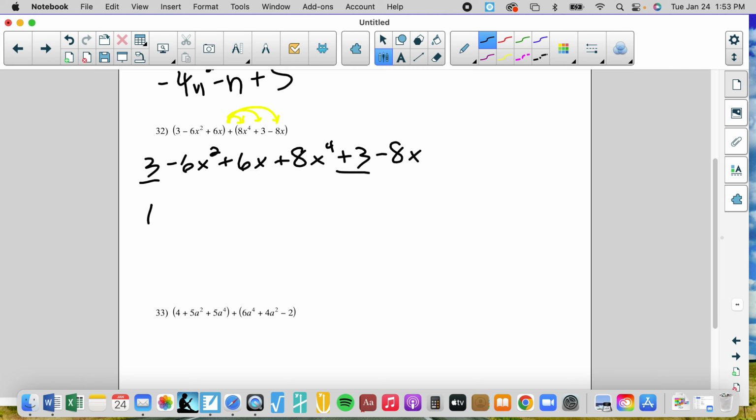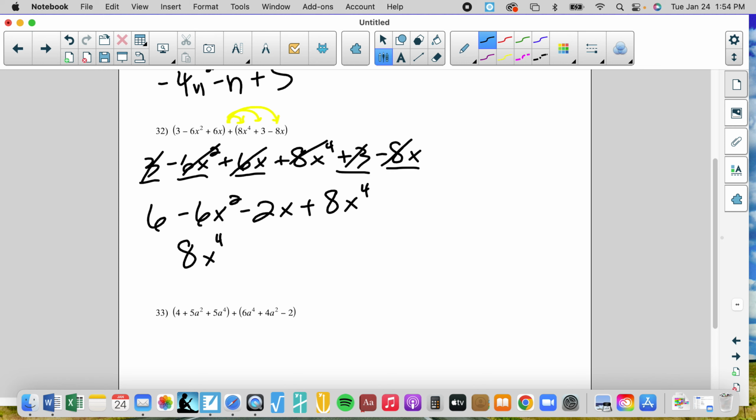Those are done. We have an x squared. That doesn't have a partner. That's done. You have an x to the first and 6x and negative 8x, which makes negative 2x. Those are done. And then you have an 8x to the fourth that doesn't have a pair. And now we write it in standard form. 6x squared minus 2x plus 6.